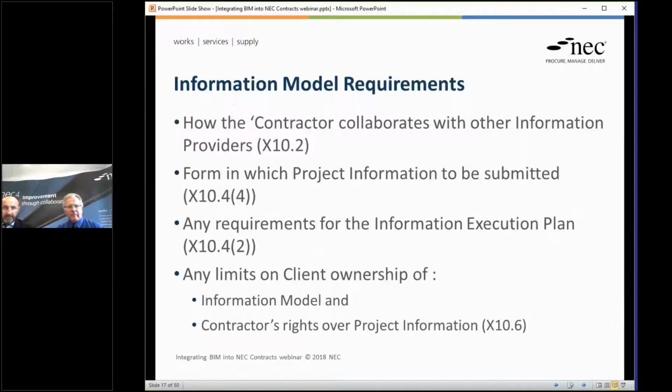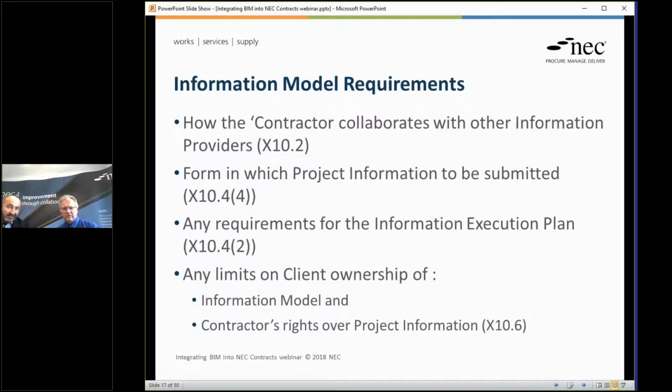Okay. So in terms of the contents of X10, we talk about how the contractor has to collaborate with other information providers to provide information, read that as consultant under the PSC, etc. So the idea here, placing this additional requirement to collaborate, come back to the idea there'll be multiple parties producing the information model. The project information has to be submitted in the form stated within the information model requirements.